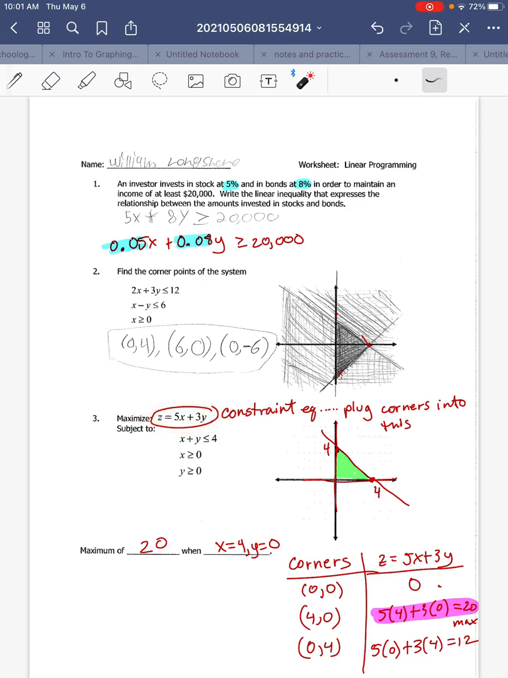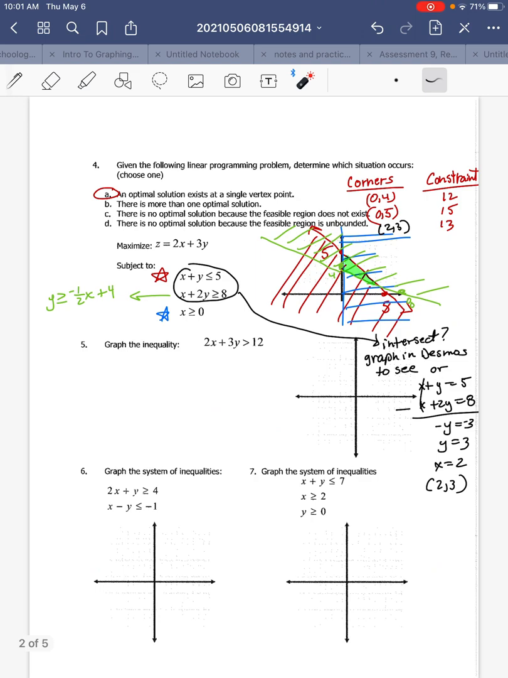You're trying to maximize or minimize. So basically all you do to maximize or minimize is you take your corners, so in this graph, (0, 0), (0, 4), and (4, 0), and you plug them into that constraint equation right there. Whichever one produces the maximum is the maximum, and whichever one's the minimum is the minimum. And so then you get your solution like right here.